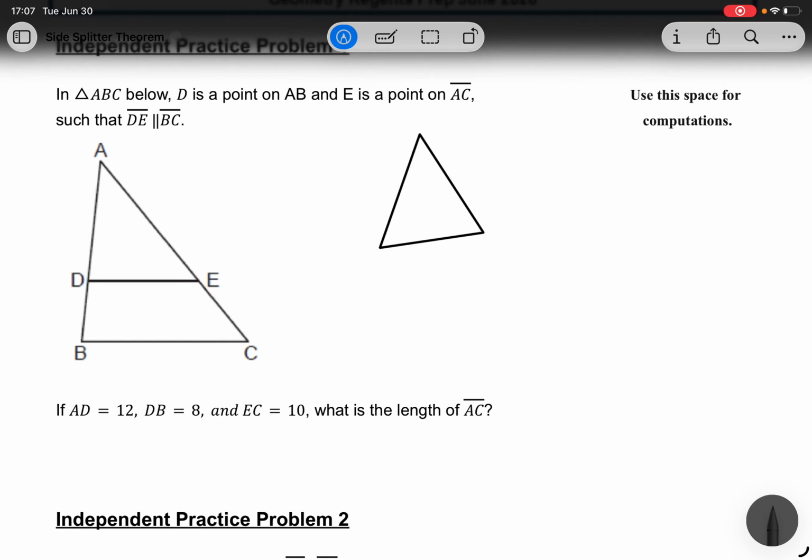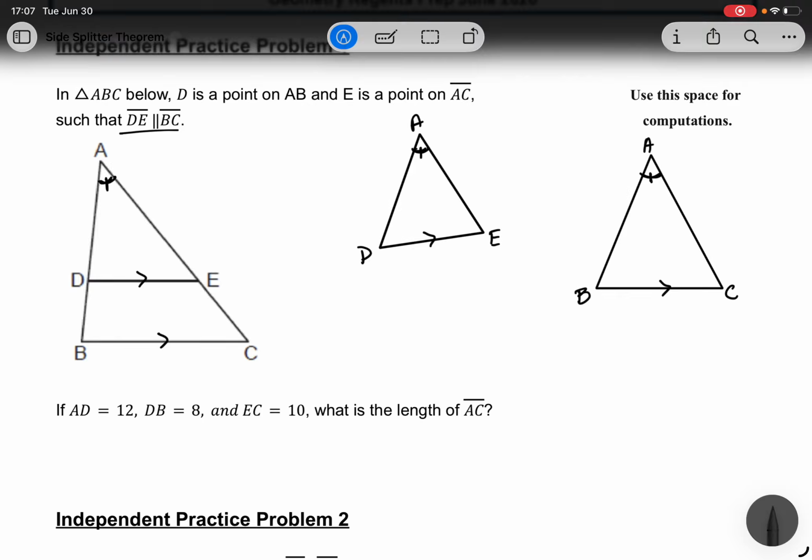I'm going to start by splitting this up into 2 triangles, our small and our large one. Sorry, my drawings look a little off. So we have our small triangle, which is triangle ADE, and then our large triangle, which is triangle ABC. We know that DE is parallel to BC, so we're going to draw those symbols to show that it's parallel. We also know that both triangles share angle A, so those 2 angles are going to be congruent.